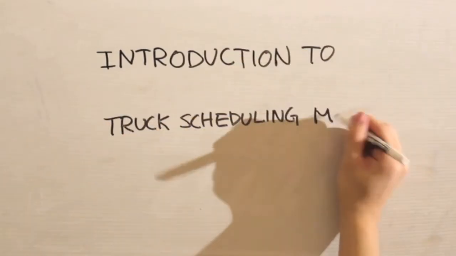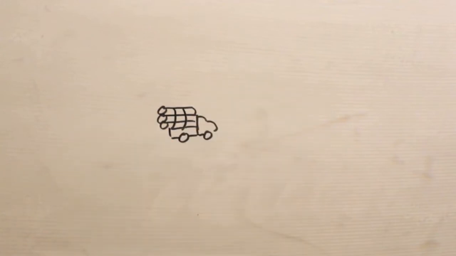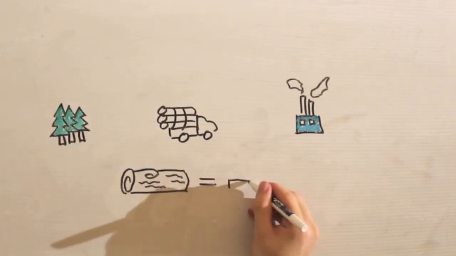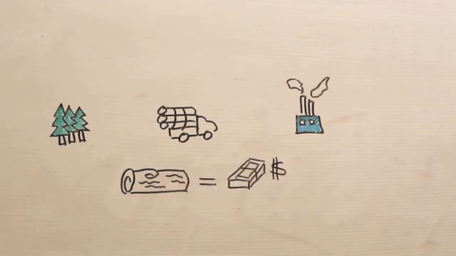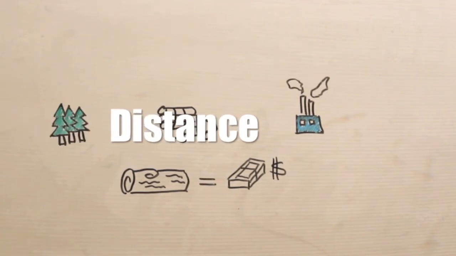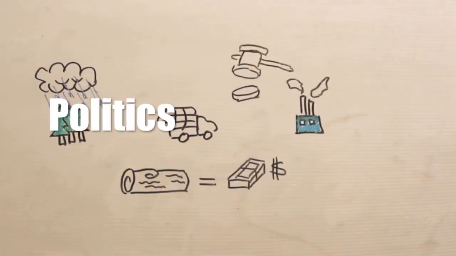Introduction to Truck Scheduling Model. Log transportation plays a very important role in the sawmilling supply chain. The industry is highly dependent on the raw material, and one mistake in this continuous delivery leads to a major loss in profit. A lot of issues can affect the transportation cost, such as the distance between the forest and the mill, the weather condition, politics, etc.